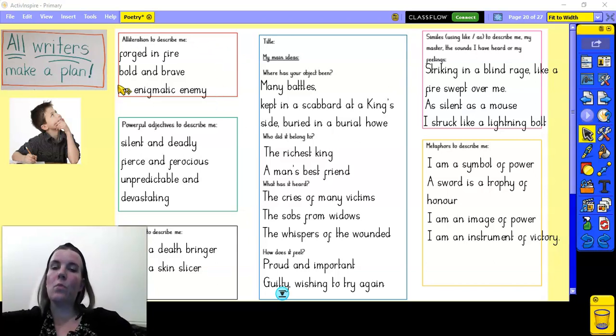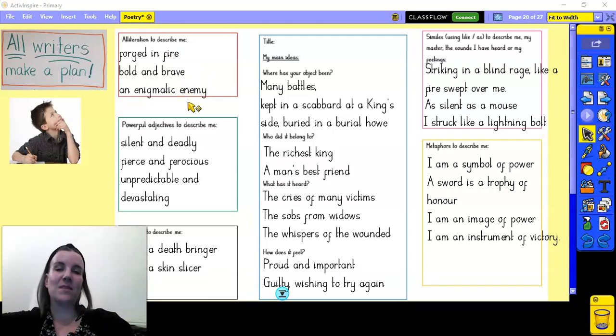So we know that one of the features in a poem, and we saw Sylvia Plath use some examples of those as well in her Mirror poem, is alliteration. So I've come up with some words that I would like to use to describe my sword, that uses alliteration because the words start with the same sound. Now you will have seen some of these ideas already this week. I've chosen forged in fire, bold and brave, and enigmatic enemy. Where have we seen those ideas from?